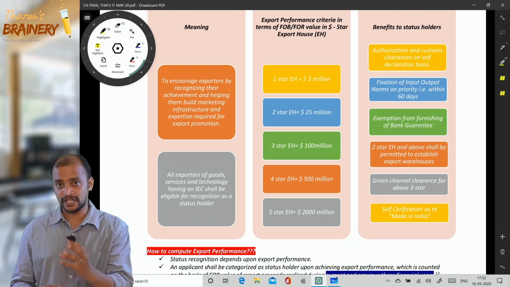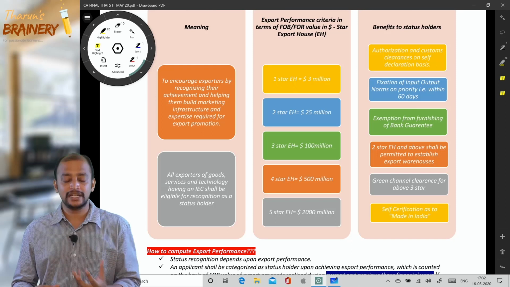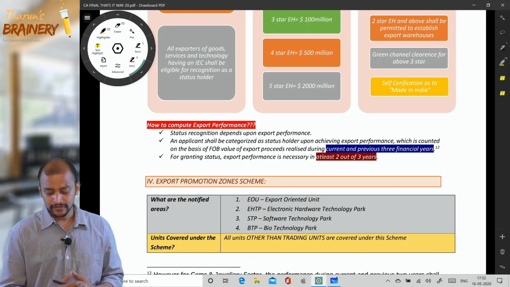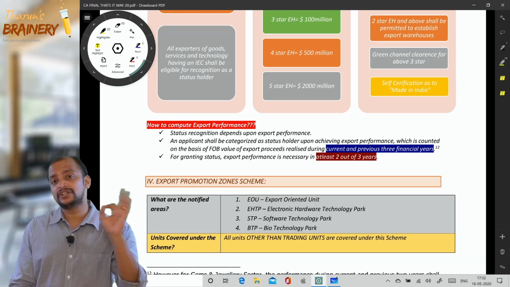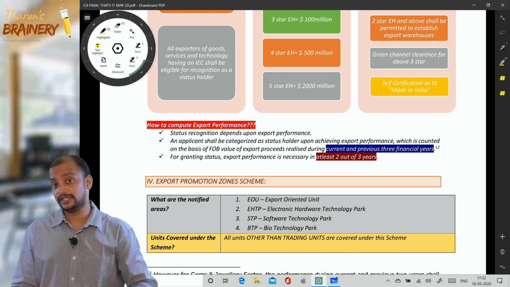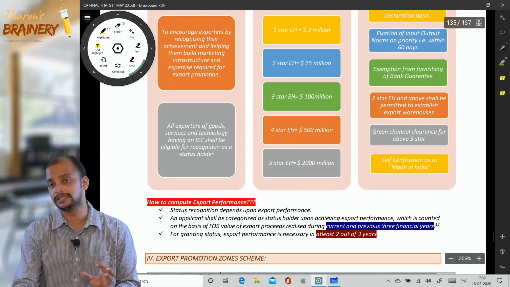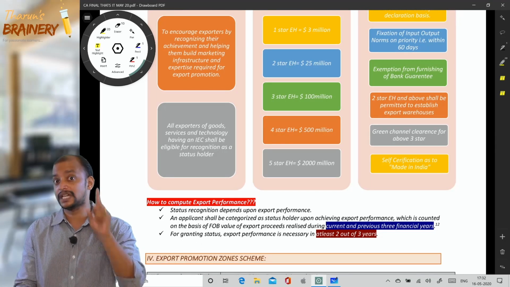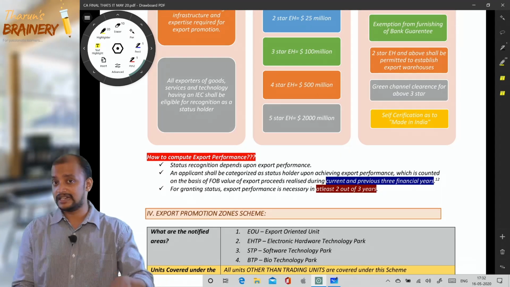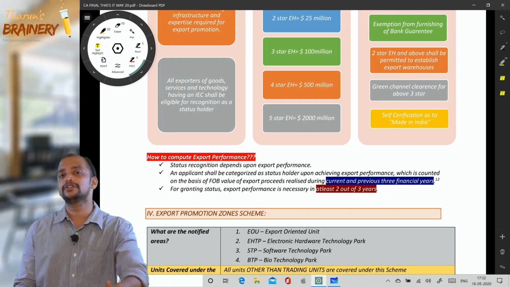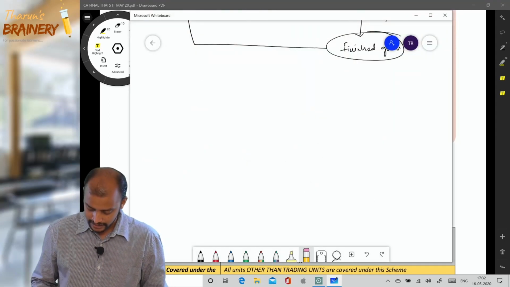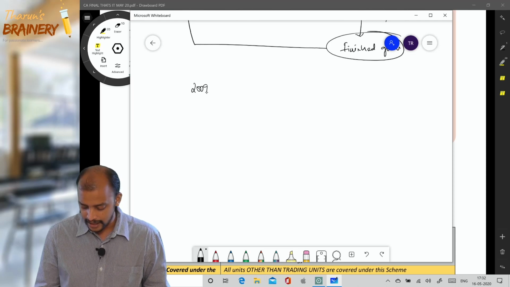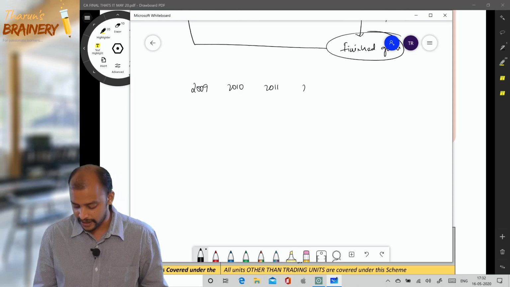So this will be computed for 1 year or for more than 1 year. You can look into the special points below. You need to take current year and previous 3 financial years. So 4 years cumulative is this number. Then you will be getting the status, and that too, you should be achieving the star status in 2 out of 3 consecutive years. For example, it is like, so 2009, 2010, 2011, 2012, 13, 2014.